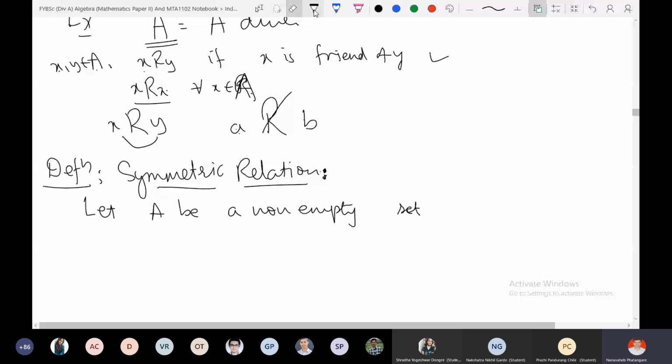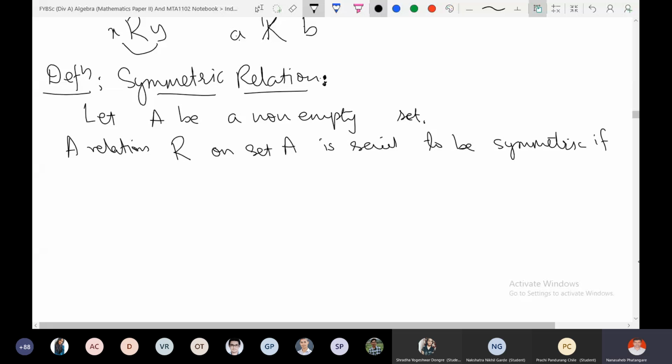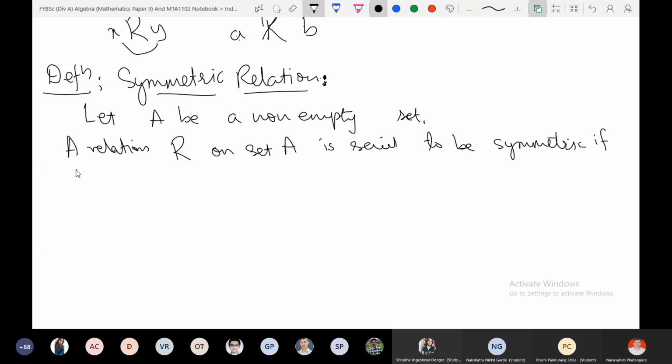Now we'll try to see the next type of relation, which is symmetric relation. So let A be a non-empty set. Then a relation R on set A is said to be symmetric if whenever (x, y) belongs to R.